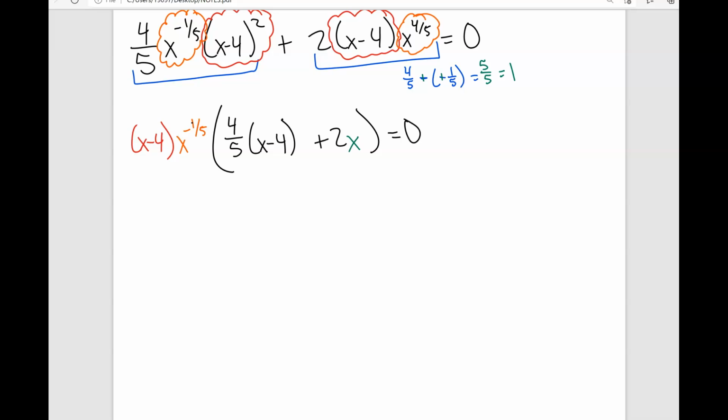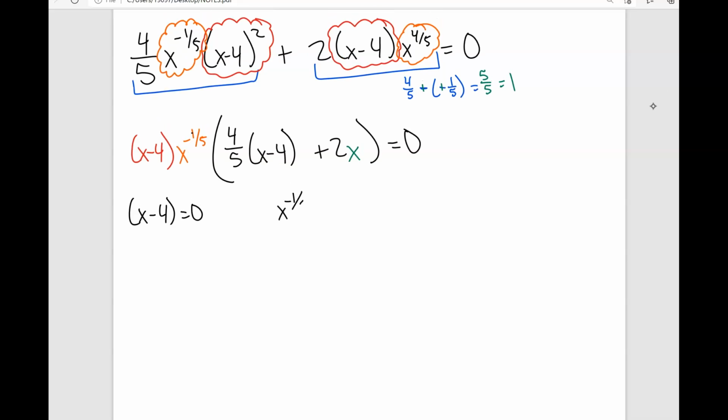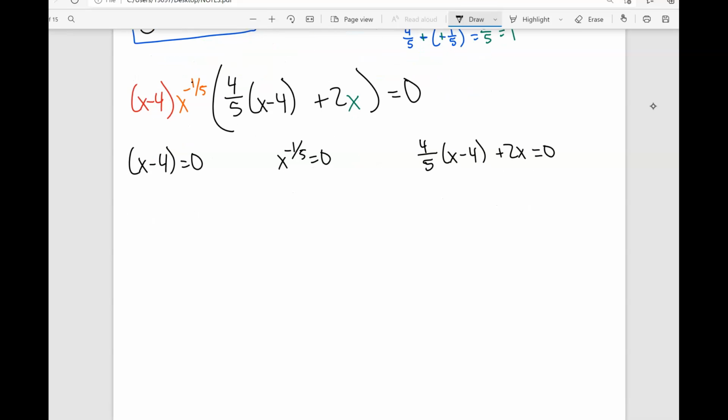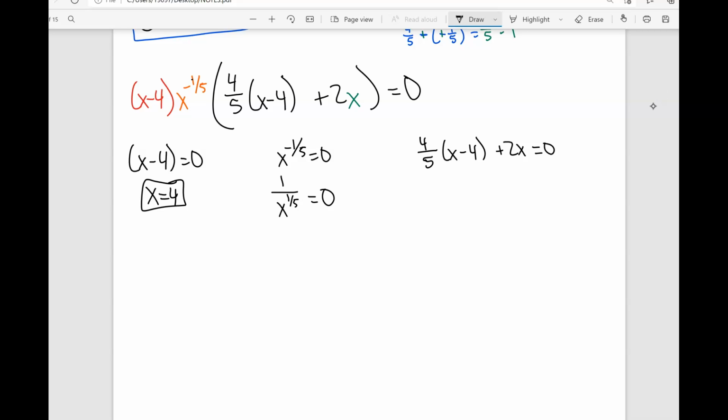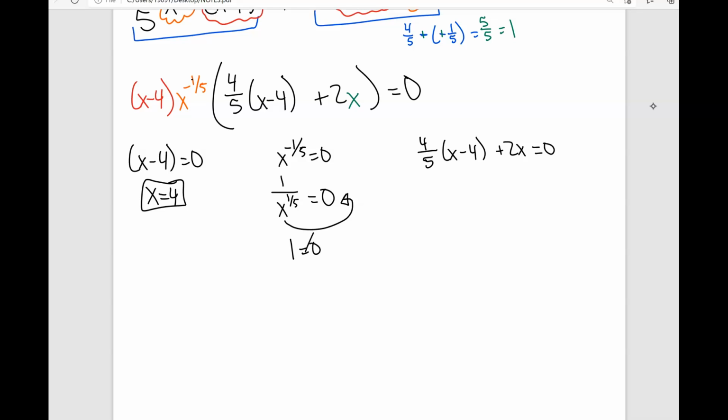Now notice everything looks pretty factored, so I'm going to set this x minus 4 equal to 0. I'm going to set that x to the negative 1/5 equal to 0. And I'm going to set this 4/5 x minus 4 plus 2x equal to 0. Here I get x equals 4, so that's my answer. From this one I'm not going to get anything, because you see 1 over x to the 1/5. If I move the x to the 1/5 over, I get 1 equals 0, and that doesn't give me anything.